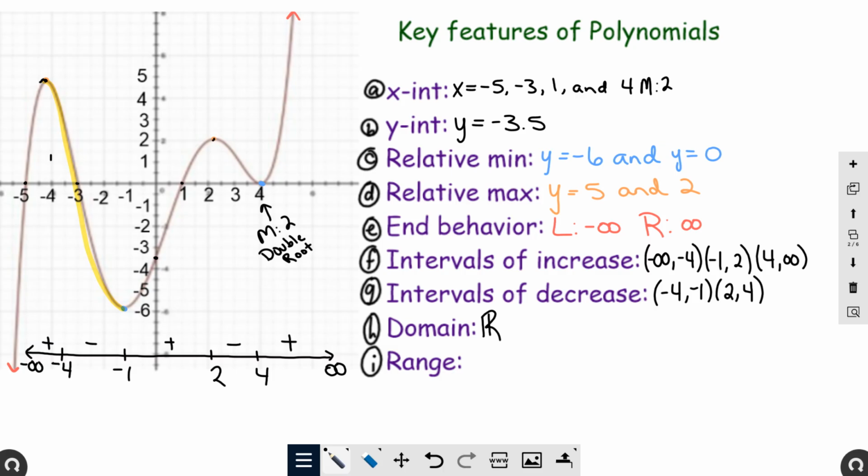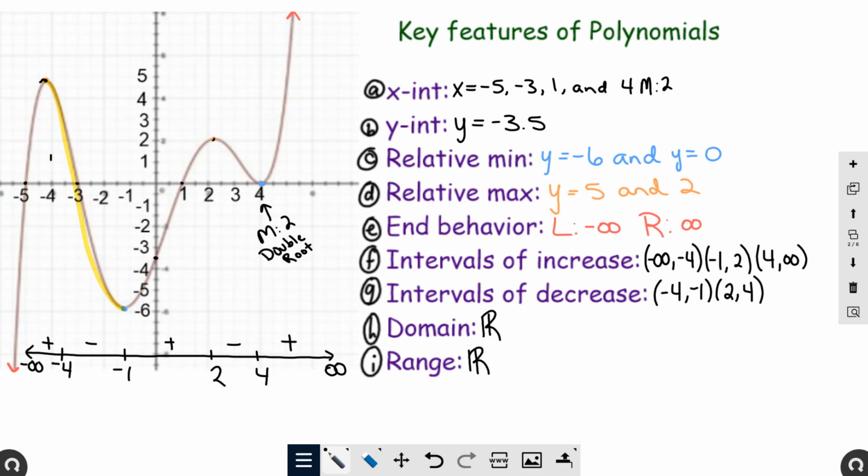Infinity. Instead of infinity, though, we put all real numbers. And you can really get that idea from the end behavior. One side goes down, one side goes up. So if one goes down, one goes up, we're covering everything that we need up and down.